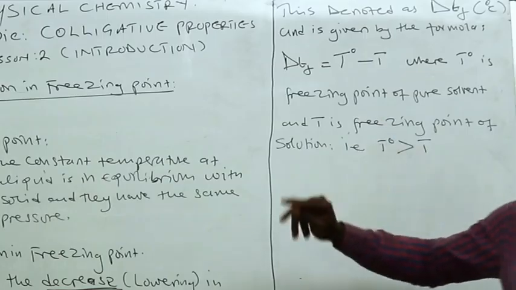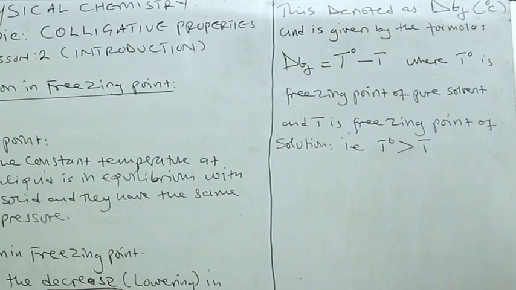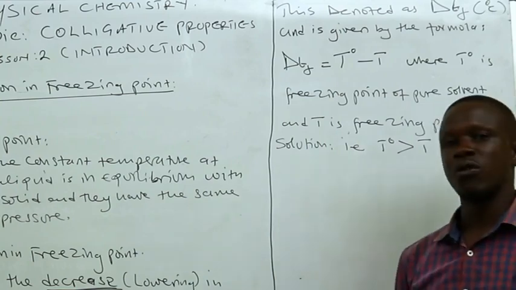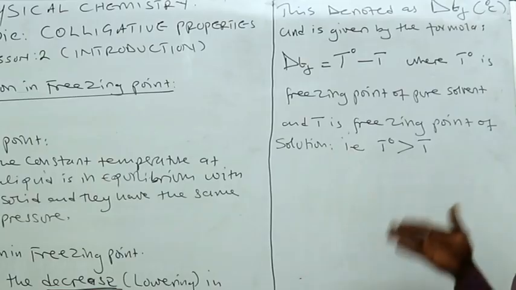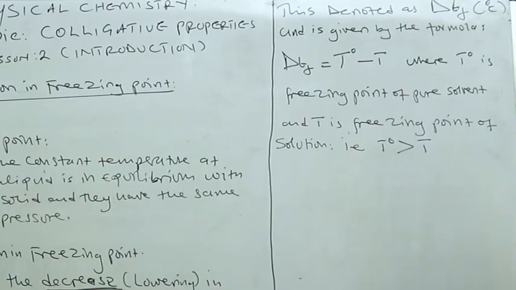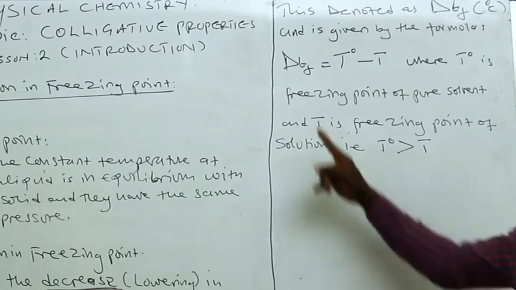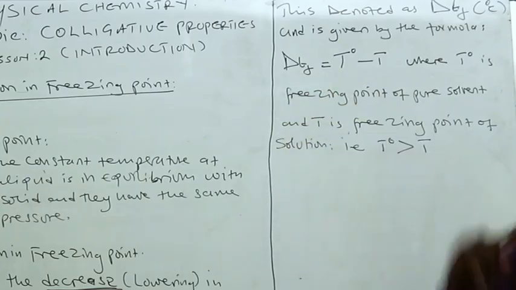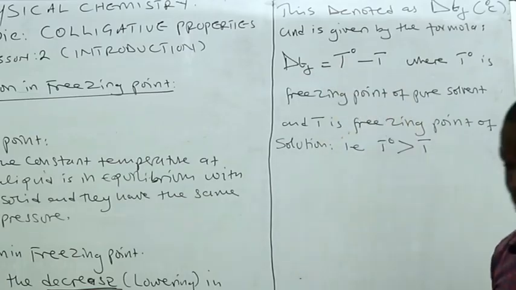So what we call depression is that difference between the freezing point of the solvent and the freezing point of the solution caused when a given amount of a solute is dissolved in a given amount of a pure solvent. Very important. And this is what we call the colligative property. This is the depression in freezing point.